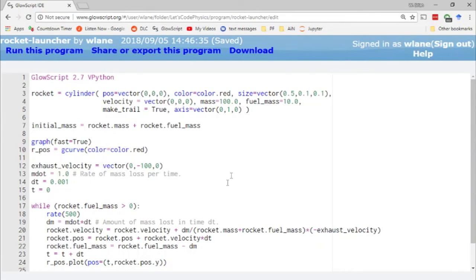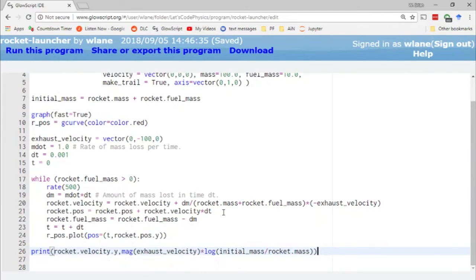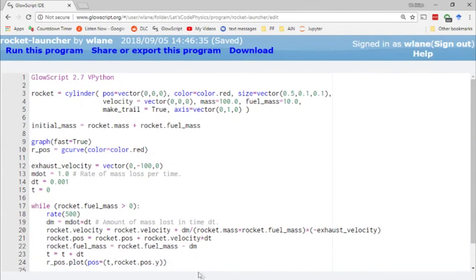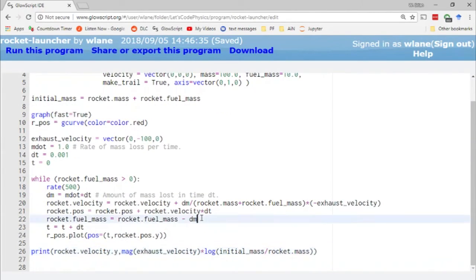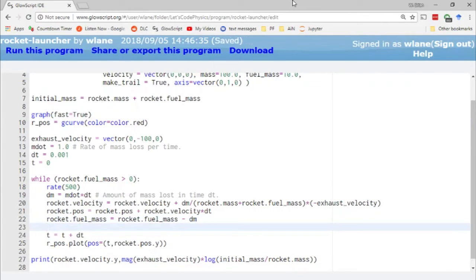depleted. So I think the way that we'll do that is by changing the opacity of the rocket. Not something you can do in Excel, I don't think. What we'll do here is we'll change rocket.opacity to be equal to, let's see, I want it to be like the fraction of the fuel mass that is left.